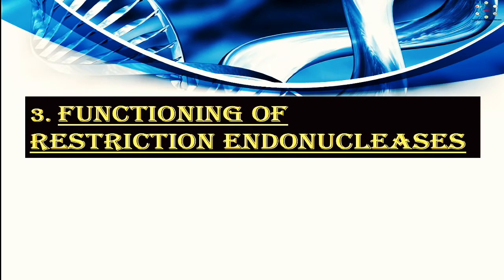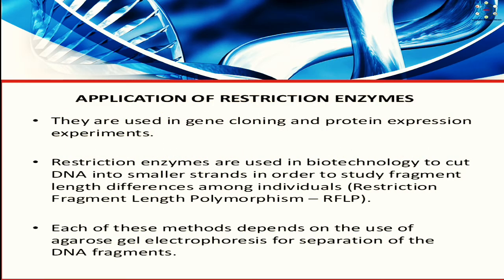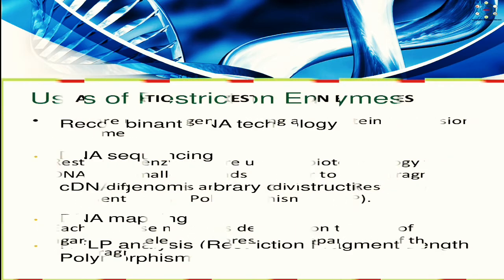Now, what is the functioning of the restriction endonucleases? Before this, you can see here the applications of the restriction enzymes. Restriction enzymes are used in gene cloning and protein expression experiments. They are used in biotechnology to cut DNA into smaller strands in order to study fragment length differences among individuals, that is restriction fragment length polymorphism, RFLP. Each of these methods depends on the use of agarose gel electrophoresis for the separation of the DNA fragments.